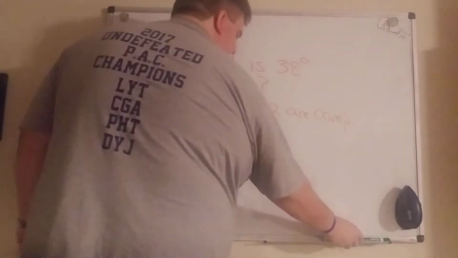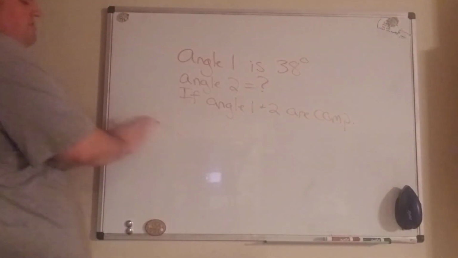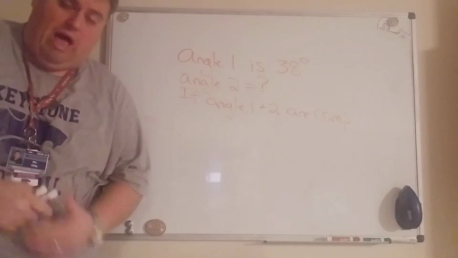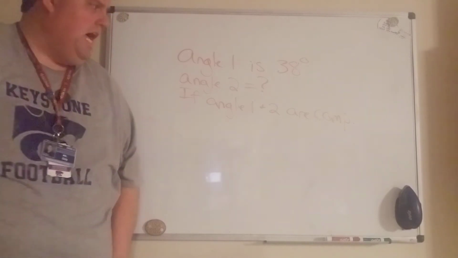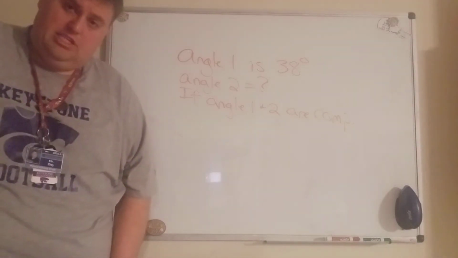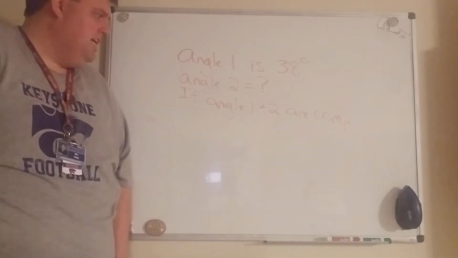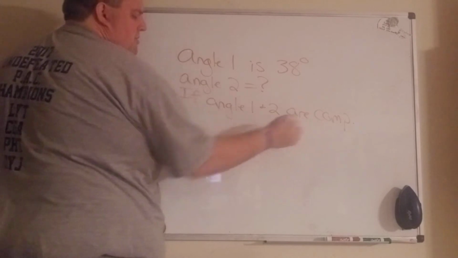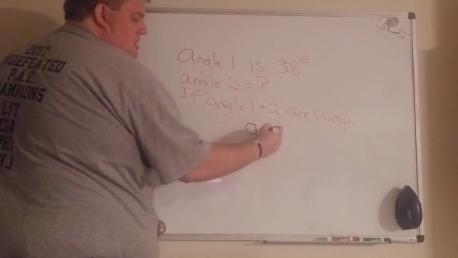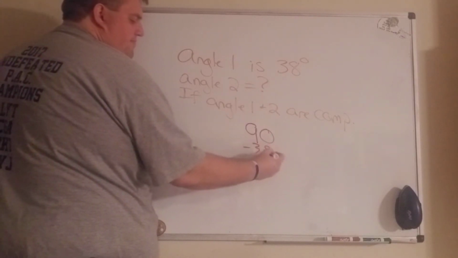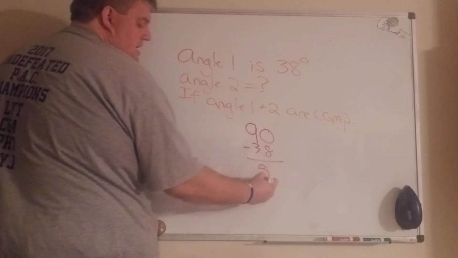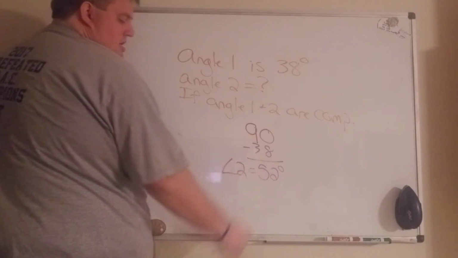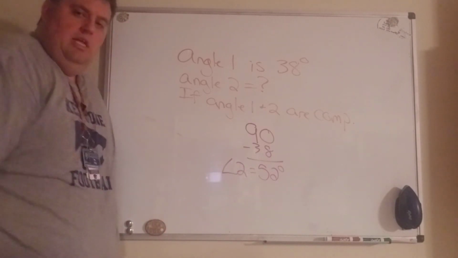But if they're complementary, they're going to add up to 90 degrees. If they're supplementary, they add up to 180. A really good way to remember that is go alphabetically. Complementary comes first, 90 is smaller than 180. Supplementary comes second, that kind of thing. So, obviously, we just look at what they add up to, 90. We subtract the 38, and we can get that angle 2 is 52 degrees. That's pretty easy, right?